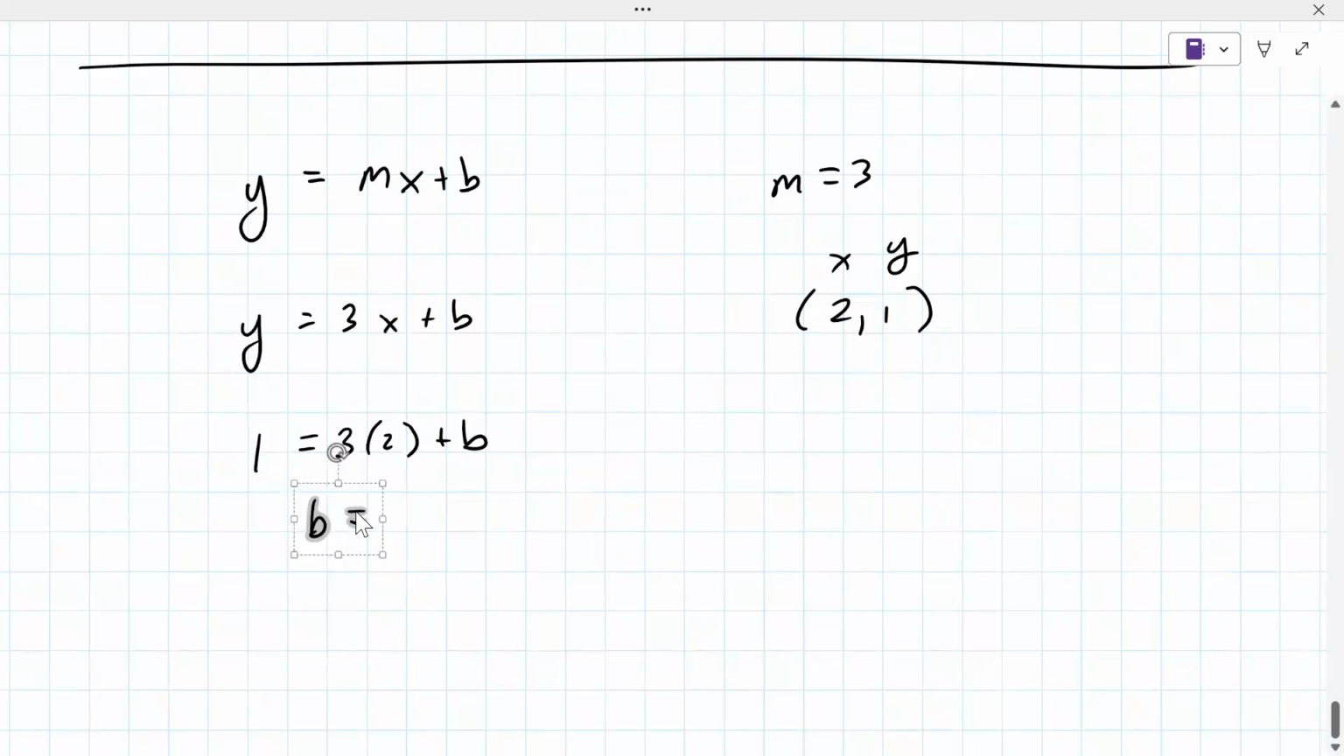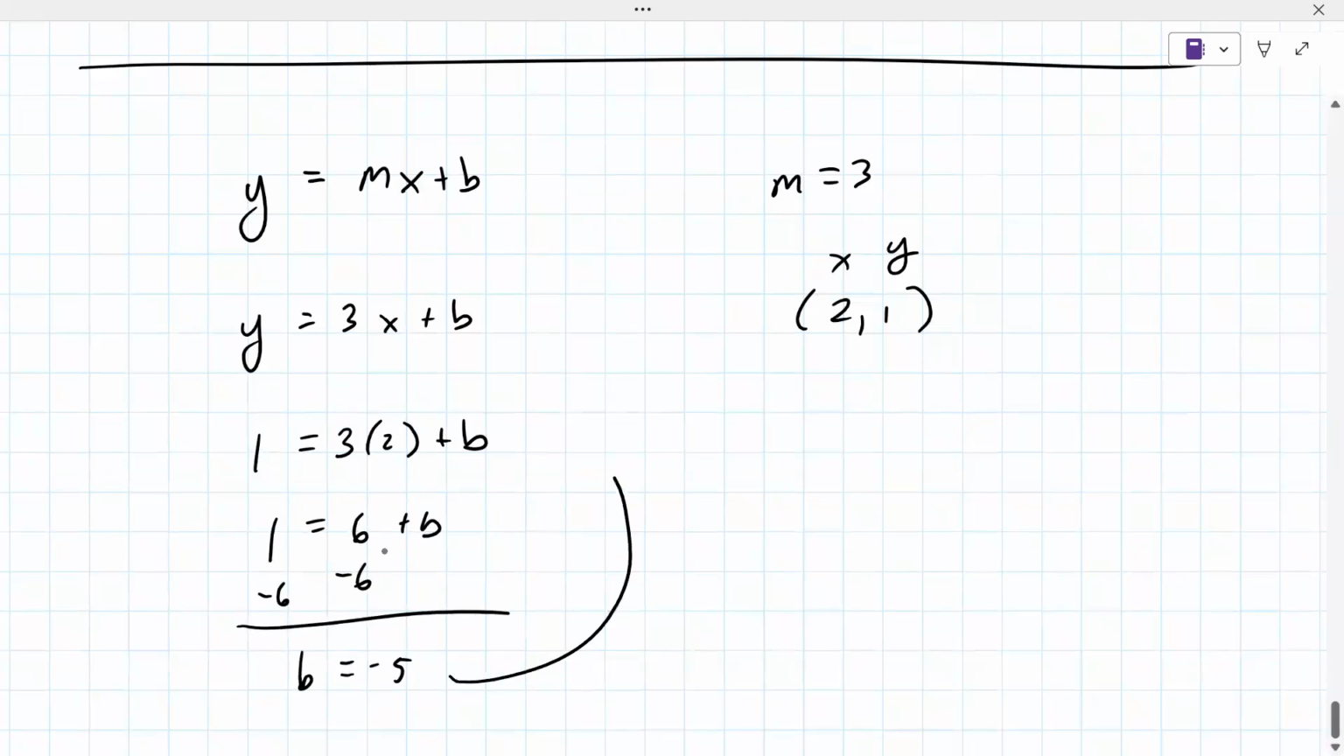I don't know, I'm kind of confused on this one. 1 equals 6 plus B, subtract 6 from both sides. B ends up equaling -5. That goes back in there, it ends up being 3X minus 5. This is way beyond where you're at in this class, so don't worry if that didn't make any sense. You'll see it soon enough, or we'll have more time to work on it.